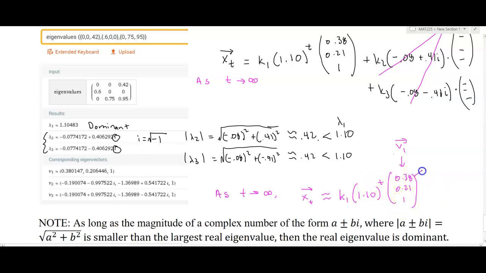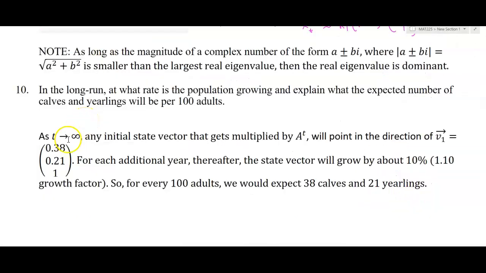So this means that if this is the number of calves at time t, or I shouldn't say calves at time t, but the ratio of calves to yearlings to adults, I could say that for every 100 adults, I'll have 38 calves and 21 yearlings, and every year, all of those populations will grow by 10%. So as our summary concludes, we can say as t approaches infinity, any initial state vector, any realistic one anyway, that gets multiplied by A to the t will point in the direction of the eigenvector v1 of the dominant eigenvalue. So it'll point in this direction in 3-dimensional space. For each additional year thereafter, the state vector will grow by about 10%, which is the 1.10 growth factor.